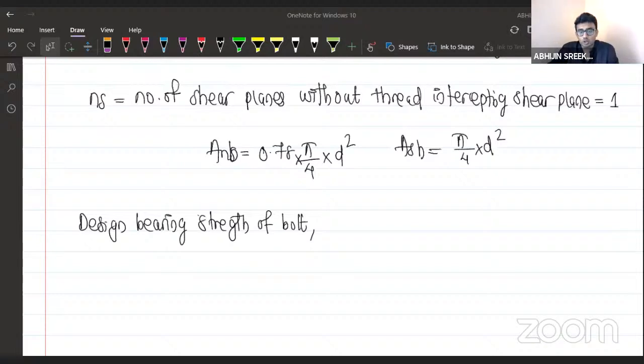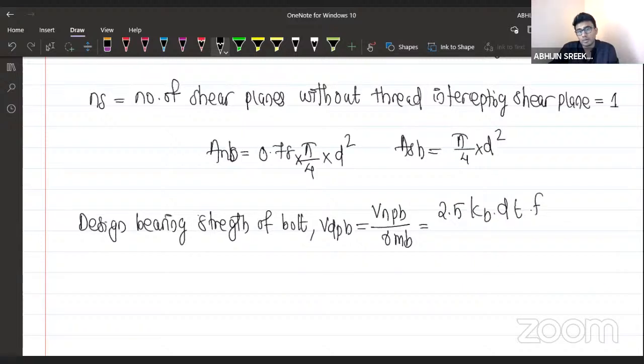Of course, I'm going to write it as Vdpb will be equal to Vnpb, that is the nominal bearing strength of the bolt, divided by gamma mb, which will be equal to 2.5 kb d t fu divided by gamma mb. This will be the equation for calculating the design bearing strength of the bolt. Correct?